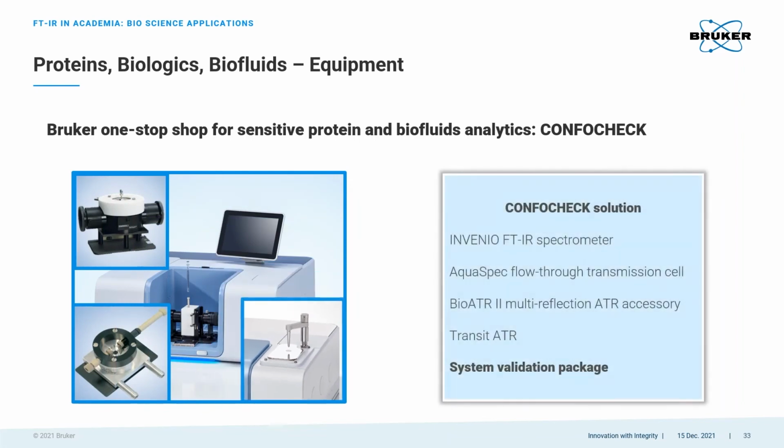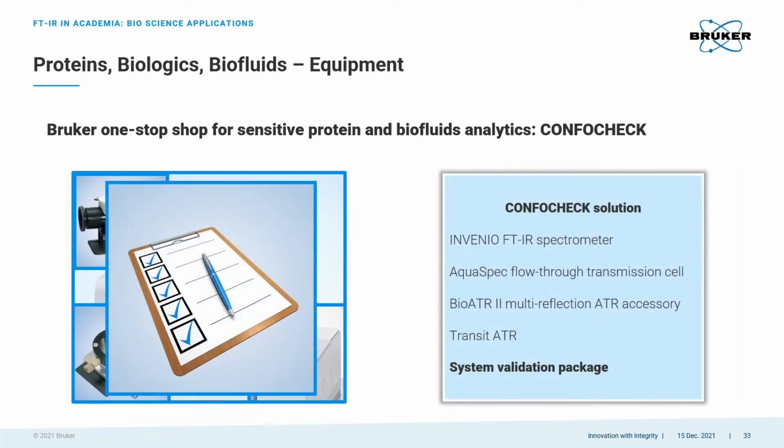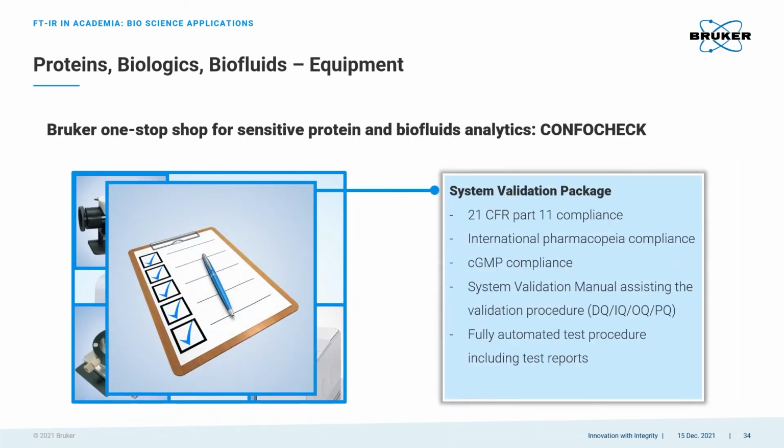The next important item of our ConfortCheck solution is the System Validation Package. The System Validation Package includes everything to make the system with all its accessory compliant to the US 21 CFR Part 11 regulations, various international pharmacopoeia, and current good manufacturing practice. Along with that comes a system validation manual to assist and conduct the validation procedure, where all needed test reports are generated automatically.